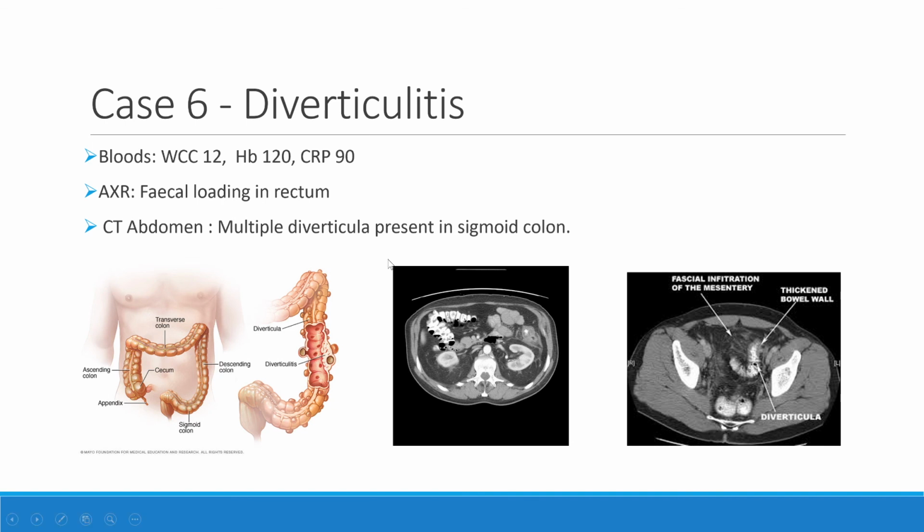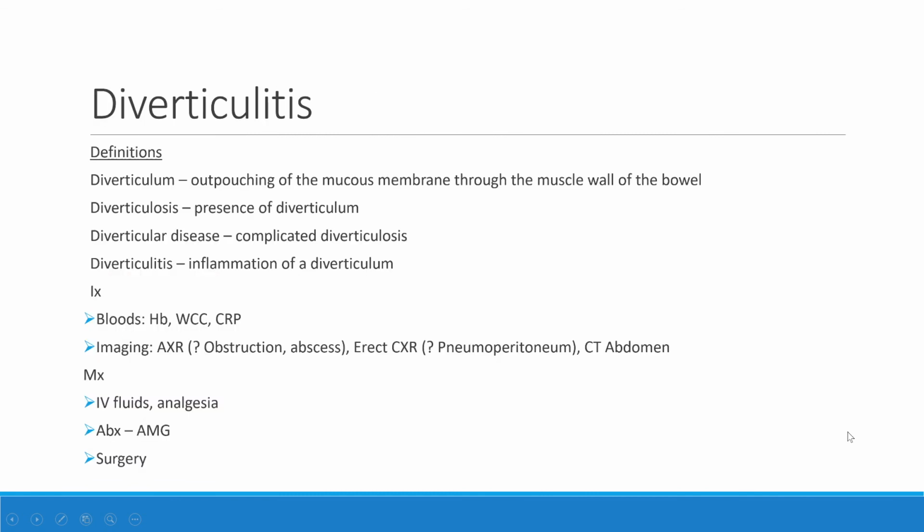So if you look at the CT, it can show you these areas of diverticulum. Right. So diverticulitis. There are a lot of terms for these things. So diverticulum is the outpouching of the mucous membrane through the muscle wall of the bowel, and diverticulosis is just the presence of the diverticulum.